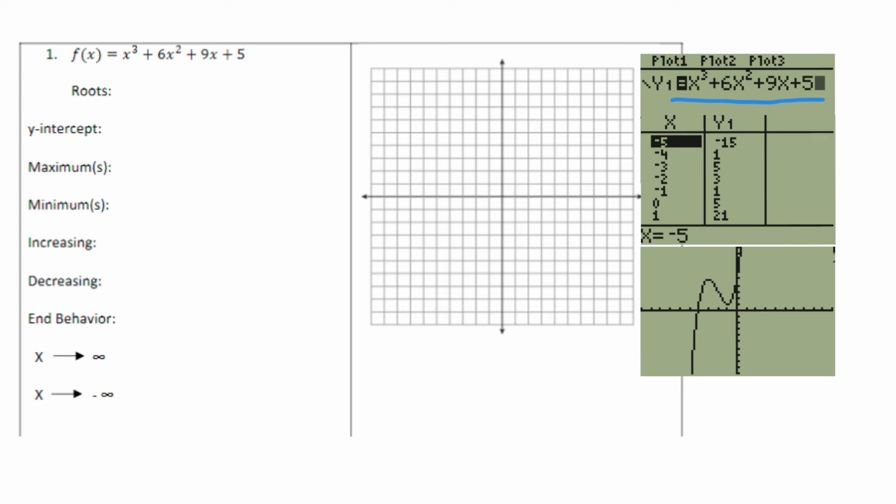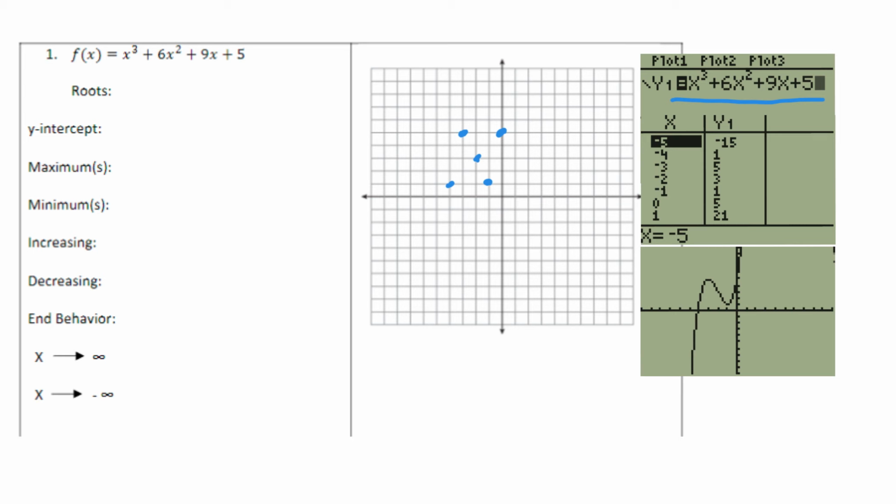We have a point at -4, +1. We have a point at -3, +5. We have a point at -2, 3. We have a point at -1, 1. 0, 5, and then 121, which is off the graph.